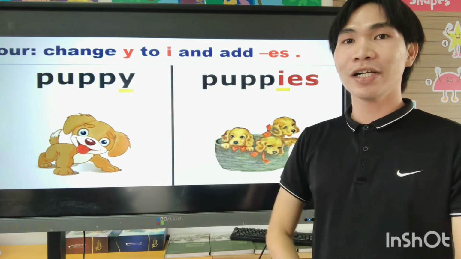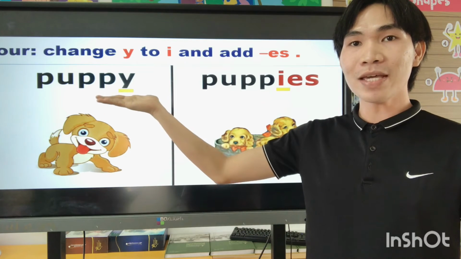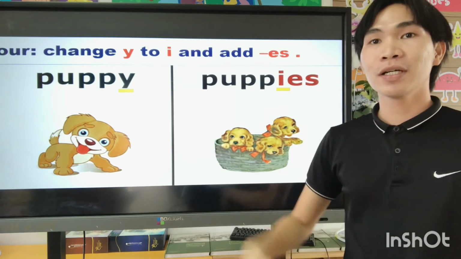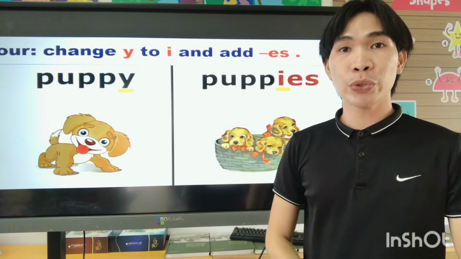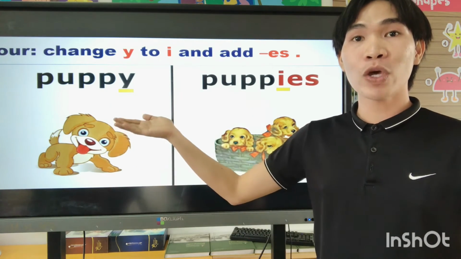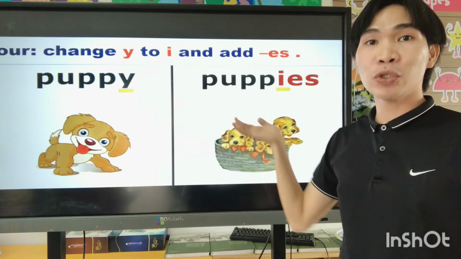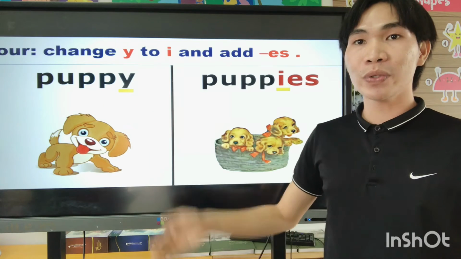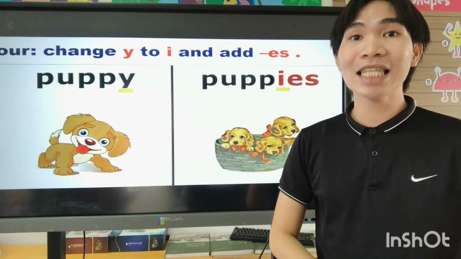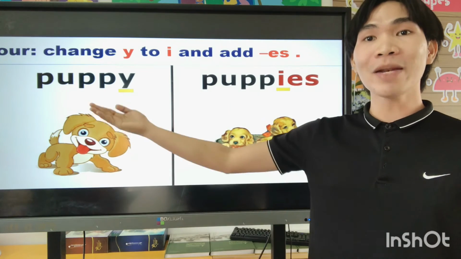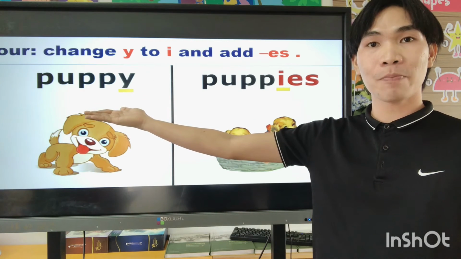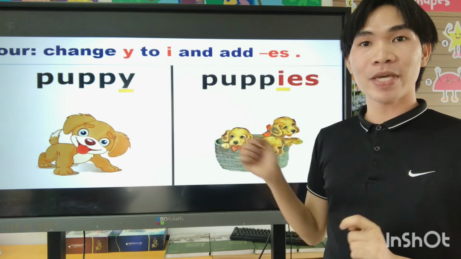as you can see here, we have an example. Puppy, singular. Puppies, plural. As you observe, the spelling of puppy is P-U-P-P-Y. There is a letter Y. If we want to change this into the plural form, all you have to do is erase the Y or change Y to I and add ES. So 1 puppy, 3 puppies. Puppy, singular. Puppies, plural.